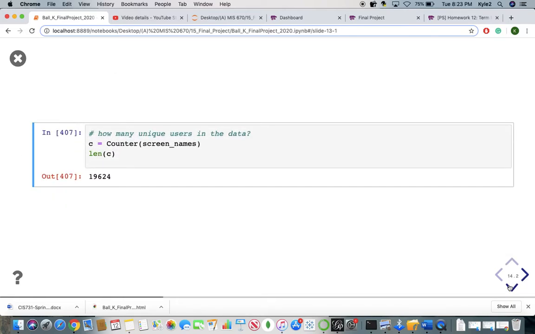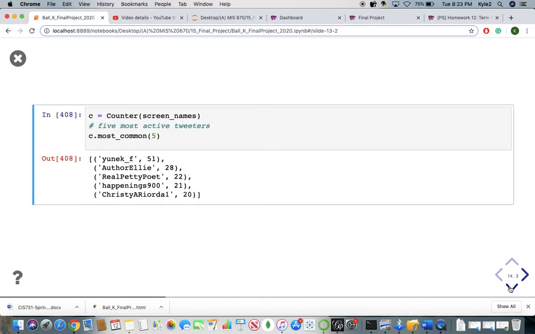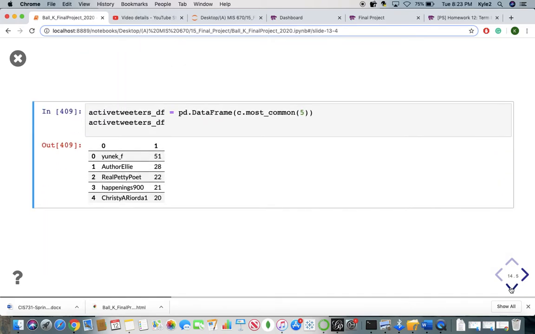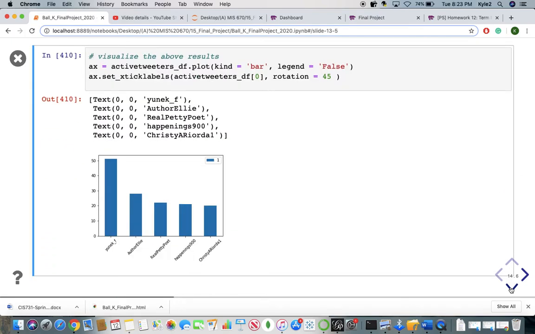So, users in the data set. Notice how many original users are in the data set, 19,000. And here are the most active tweeters. 51 tweets is an insane amount for a 10-minute snippet. That's probably more tweets than I do in a year. But here's a visual of just how many tweets.